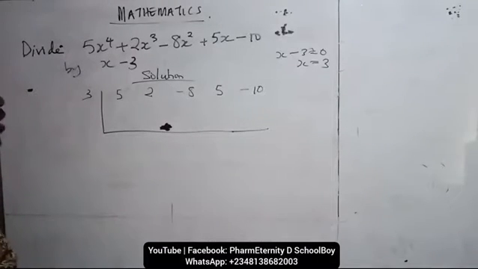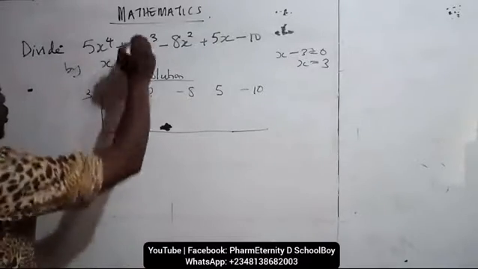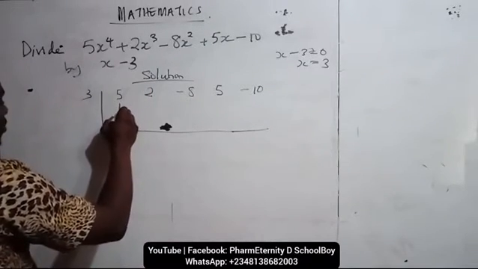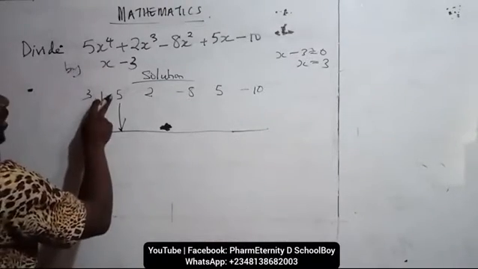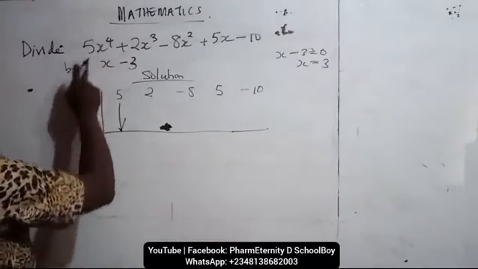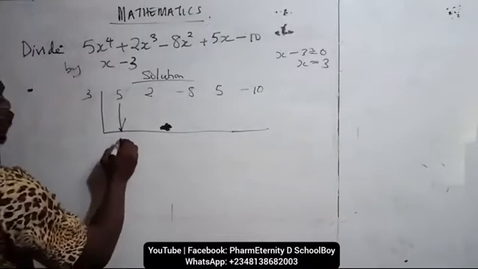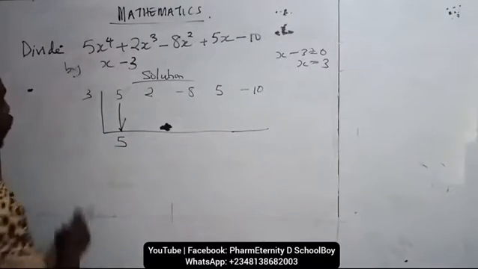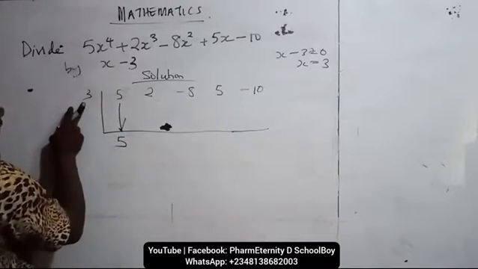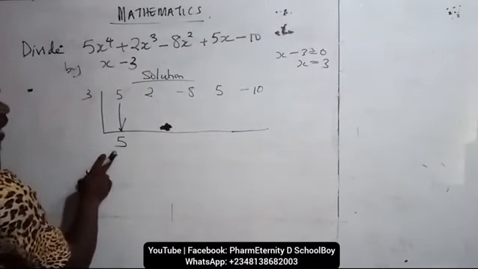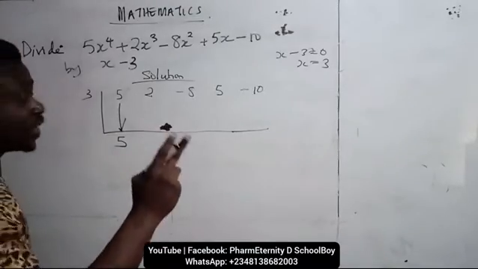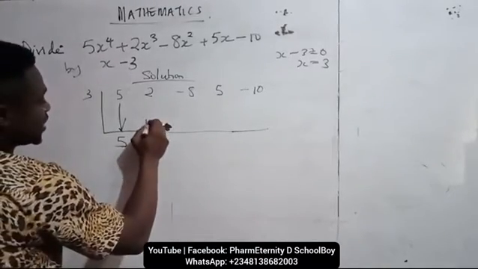Now, the first thing to do is bring down the first coefficient, the coefficient of the highest power, which is 5. We bring down the 5 here. We multiply this 5 by 3. So we do 3 times 5, which gives us 15. We place 15 here.